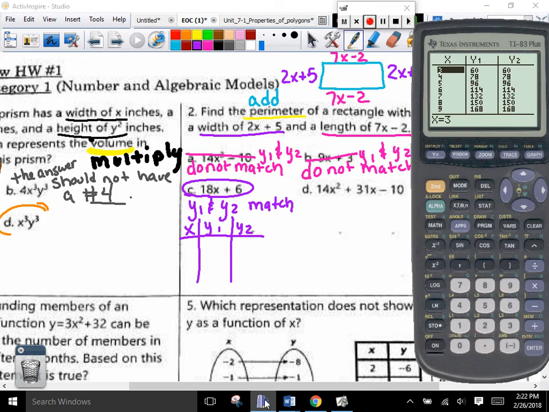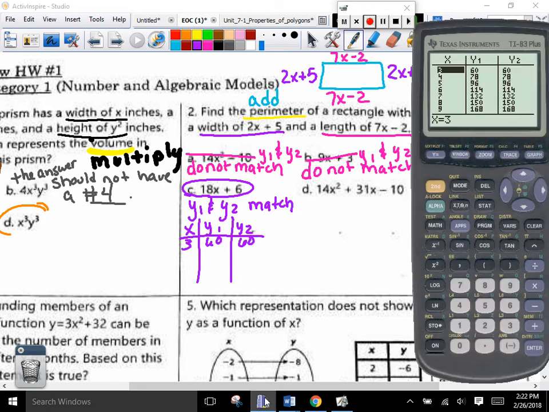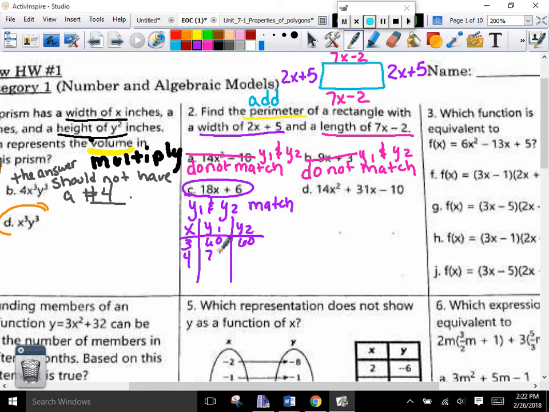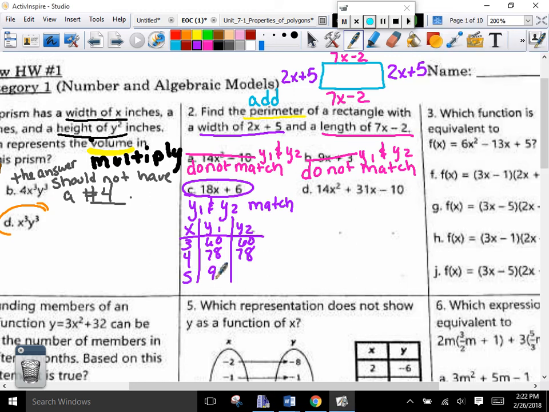So I can put when x equals 3, I have 60, 60. When x equals 4, 78, 78. And when x equals 5, 96, 96. Okay? So y1 and y2 match. Therefore, that's going to be my answer. And we move on to question number 3.